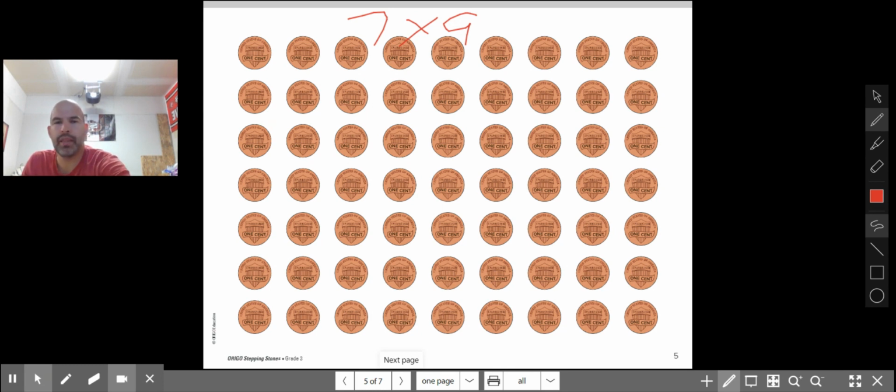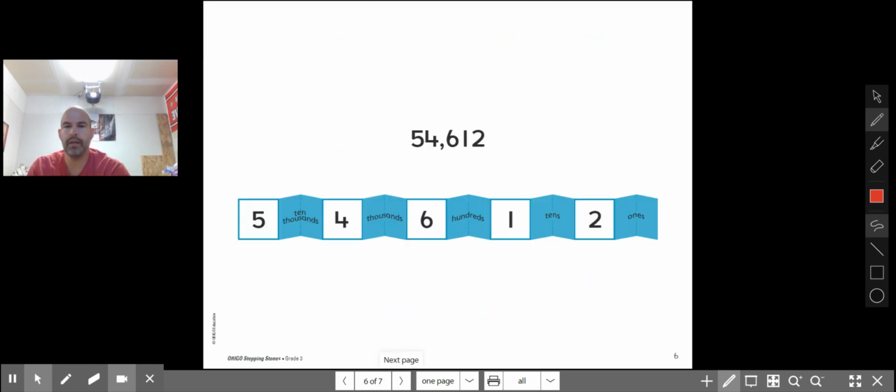I'm going to give you just a moment to think about that fact and see if you can solve that. Some of you might even be thinking about the turnaround fact, 9 times 7. Remember, we use our tens facts to help us solve our nines facts? That might be a little something that's going in your mind as you think about how to solve these problems. Okay, so 7 times 9 equals 63. Now let's look at our next slide here.